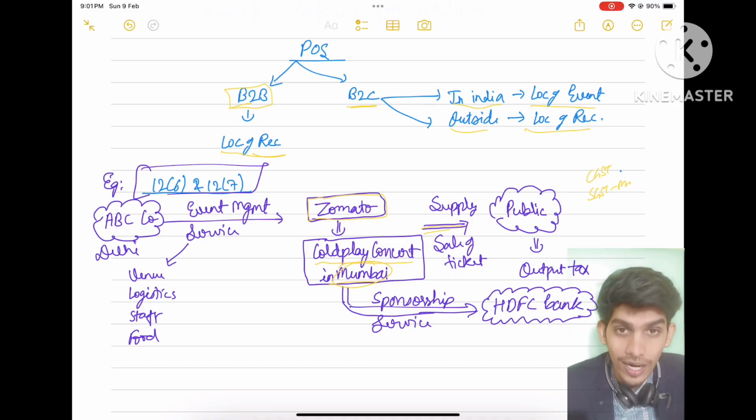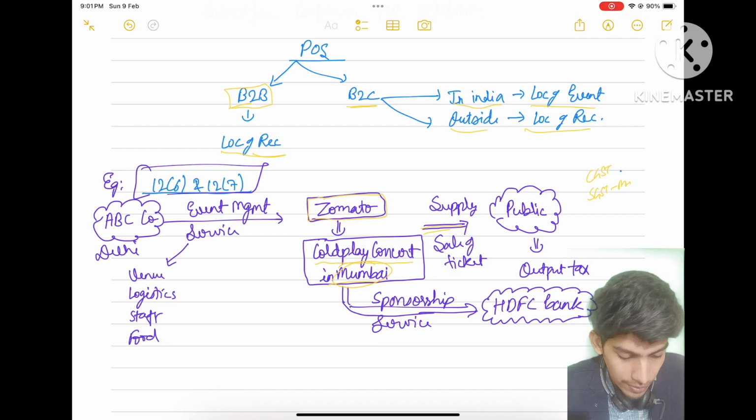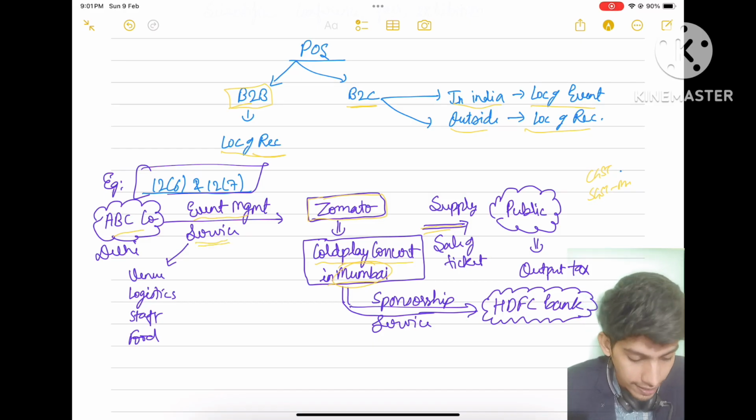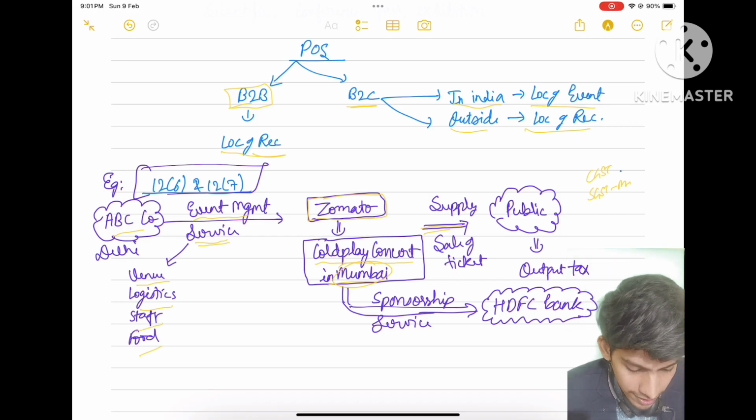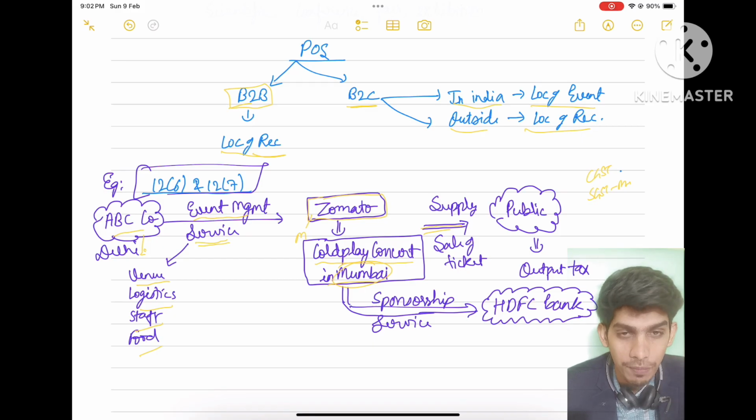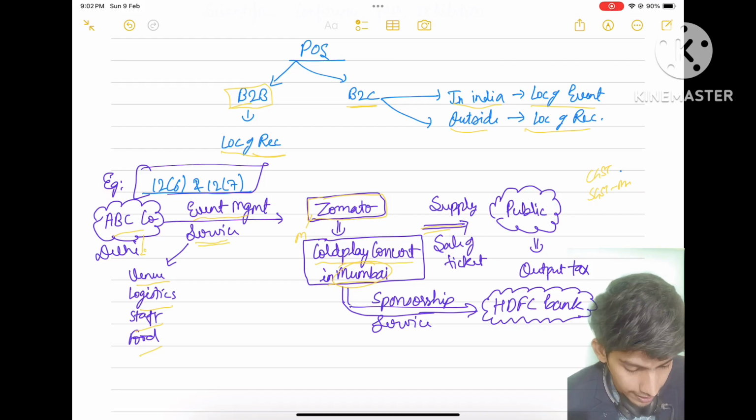Now to organize this Coldplay concert, Zomato is taking services from ABC for event management. What kind of service is event management? Venue selection, logistics, staff hiring, food and beverages which will be provided at the event. ABC is a company in Delhi, and suppose Zomato is in Mumbai. Because it is a B2B supply to a registered person, we will take the location of Zomato, which is in Mumbai, as place of supply, and IGST will be charged because the supplier, ABC, is from Delhi. This IGST will be used as input tax by Zomato.